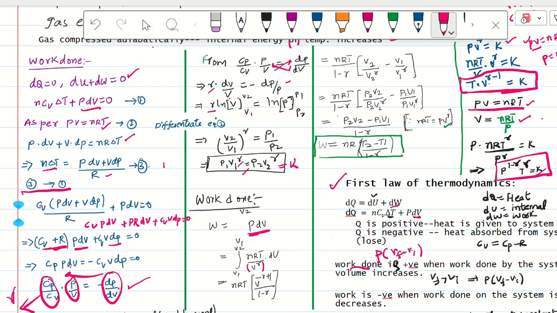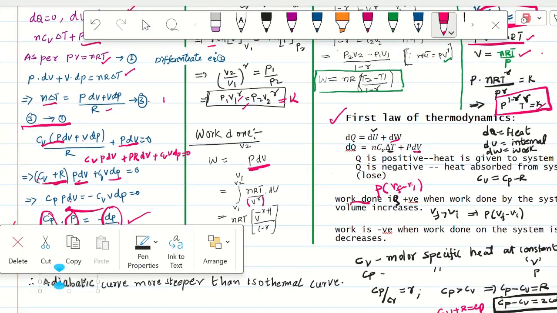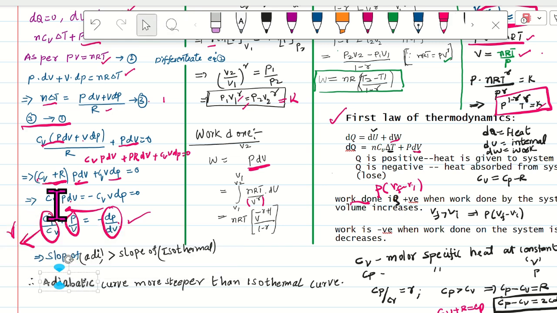So now multiply through by Cv. Take PdV common, and Cv and R will come. Cv plus R into PdV plus Cv into VdP is equal to 0. Now Cv plus R is equal to Cp, so I can write Cv plus R as Cp. Therefore, Cp PdV plus Cv VdP equals 0. Then Cp by Cv into P by V is equal to minus dP by dV.